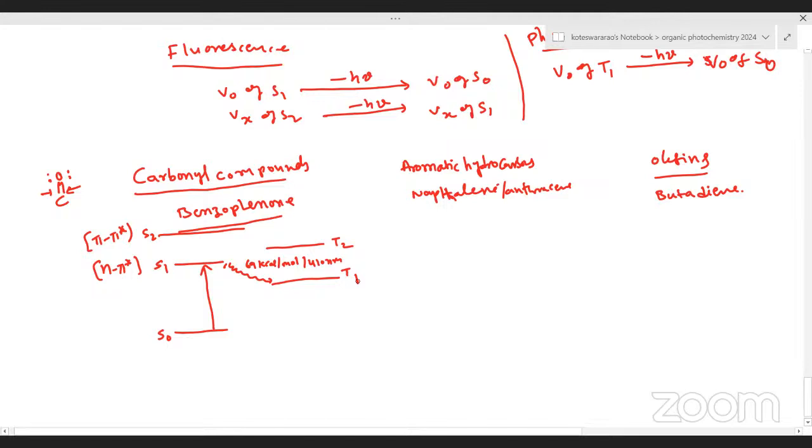Whenever we irradiate carbonyl compounds, that easily produces the triplet state of that carbonyl compound. Suppose we take benzophenone and irradiate it with light of lower intensity, that easily produces the excited state, the benzophenone excited state. This phenomenon is very helpful for producing triplet states of several molecules. These carbonyl compounds are generally used for triplet sensitization.